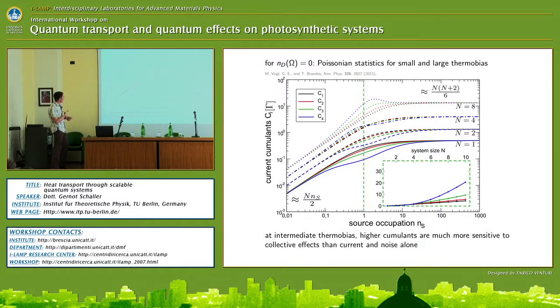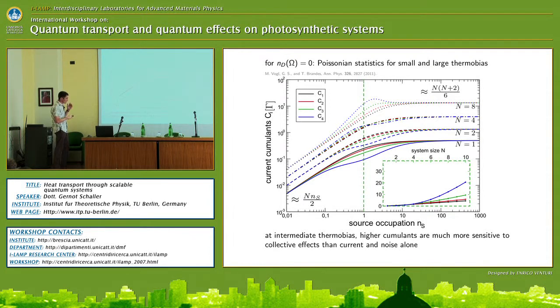And the different colors denote the different cumulants. So the first cumulant is the current, the second is noise, and then it's the third and fourth cumulant. The first observation is that initially and finally the spacing here is different, and that's simply this different scaling behavior, right? Here it's linear in the system size, and here it's quadratic. The second observation is that in these two regimes, it's Poissonian, meaning that all the cumulants are equal.